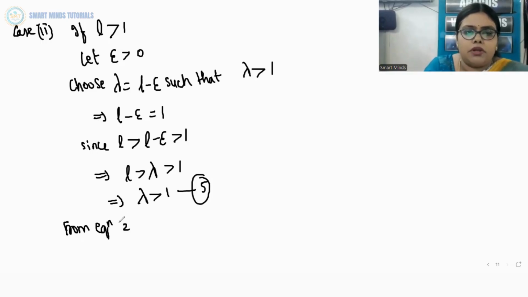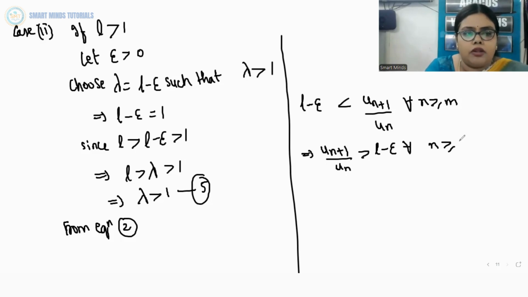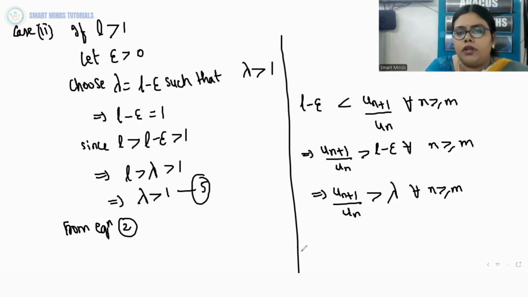Now if you see equation number 2, you will have L minus epsilon less than u_{n+1} by u_n for all n greater than or equal to m. I have written this. So what do you get from here? u_{n+1} by u_n is greater than L minus epsilon for all n greater than or equal to m. So u_{n+1} by u_n is greater than lambda. We are taking L minus epsilon as lambda for all n greater than or equal to m. So that means u_{n+1} is greater than u_n into lambda for n equal to m, m plus 1, and so on. We have taken this same way in the last case also.